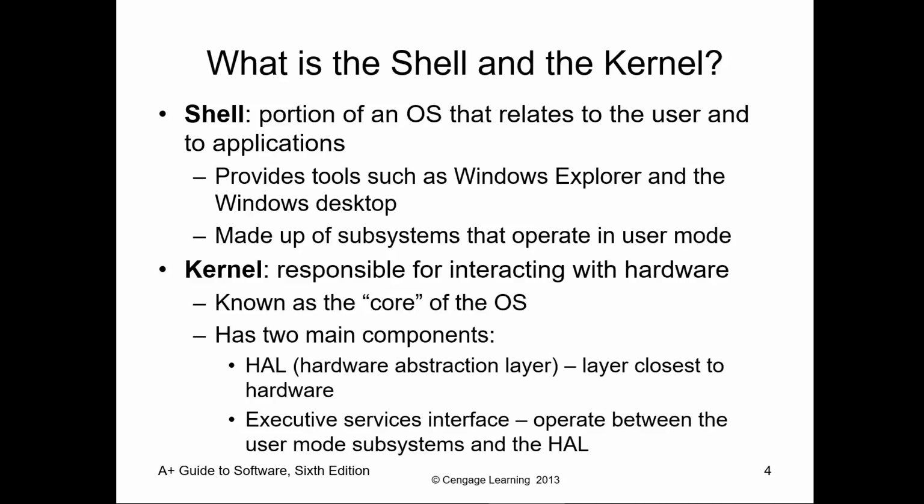The kernel is responsible for interacting with hardware, and is also known as the core portion of the operating system. It has two main layers. The HAL, hardware abstraction layer, is the layer closest to the hardware, and there is an ESI layer, which is the executive service interface, which operates between the user mode, the subsystems, and the HAL. The kernel is the big part, because this is the component dealing with the hardware, and our portion is more of the user interaction and software.